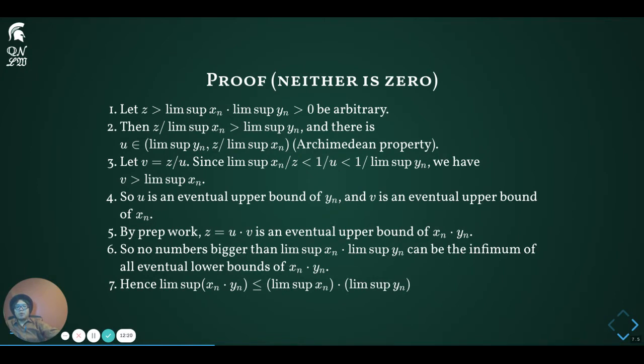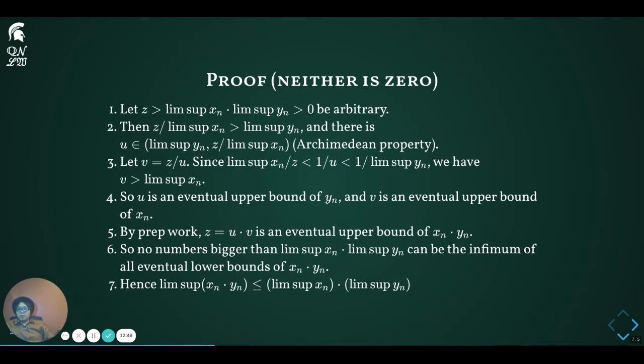Now, since both of the lim_sups are positive, we can divide by lim_sup of x to say that z over lim_sup of x is greater than lim_sup of y. By the Archimedean property, we can find u in between. Incidentally, the worry about division by 0 is why we have to separate out the other case to do first.